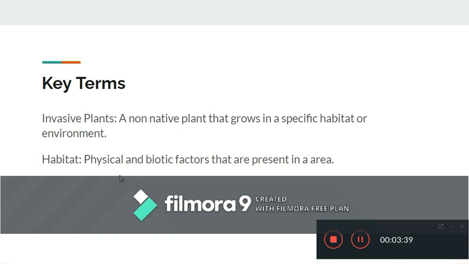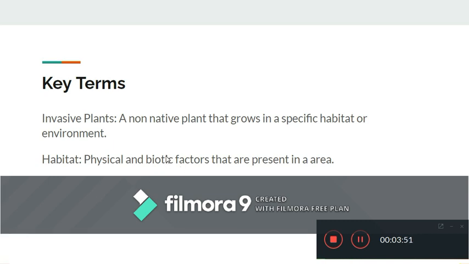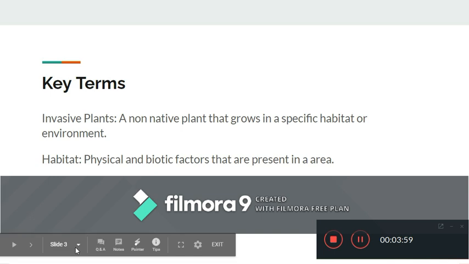Habitat: the physical and biotic factors that are present in an area. Physical being, let's say, the land, and biotic being animals and things like that in a specific area, which will be considered their habitat or environment. So that is what a habitat is.